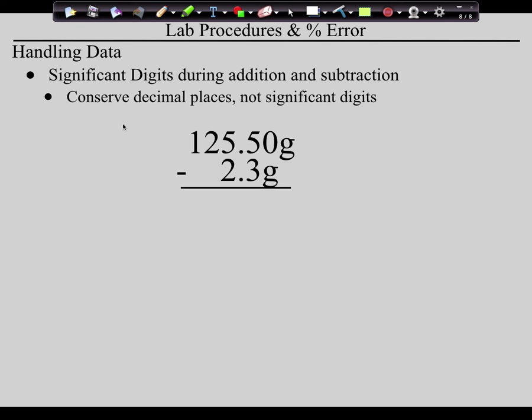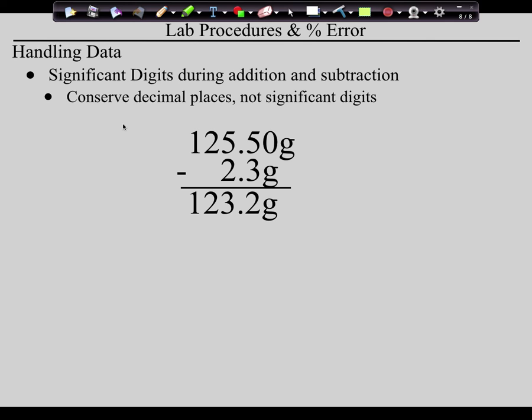But watch this. Addition and subtraction is different. How many significant digits here? Five. How many there? Two. So if the rule was the same for addition and subtraction, how many significant digits would go in our answer? Two, because that's the fewest. But guys, watch this. This is actually the answer. It's not two, and it's not five, it's four.